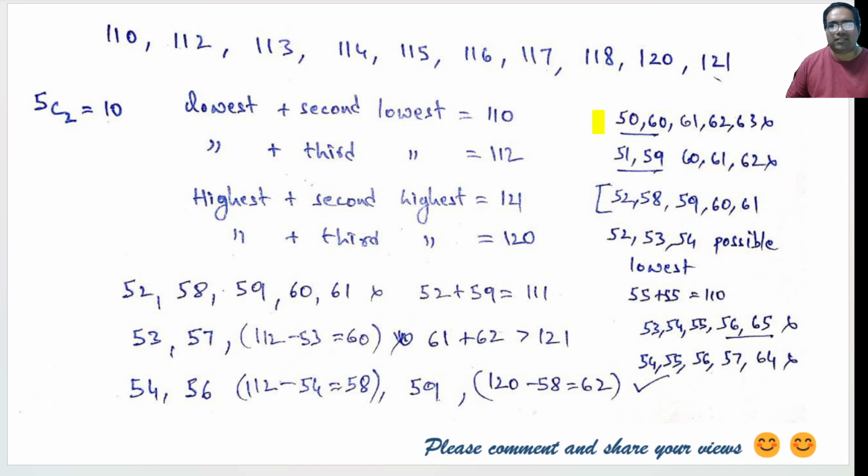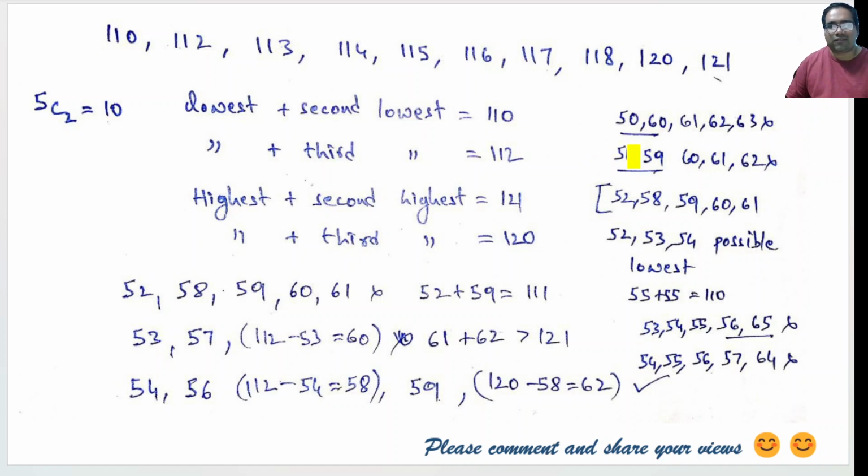Similarly, if you take any number lesser than 50, if it is 49, then the second number itself will become 61. Then third, fourth, fifth will become 62, 63, 64, which is clearly not possible. So clearly any number below 50 is also not possible.